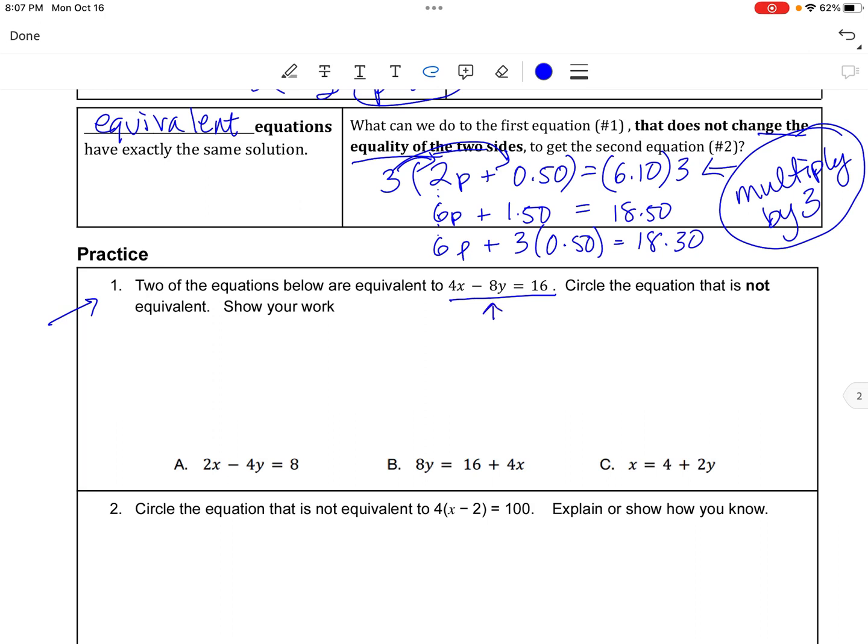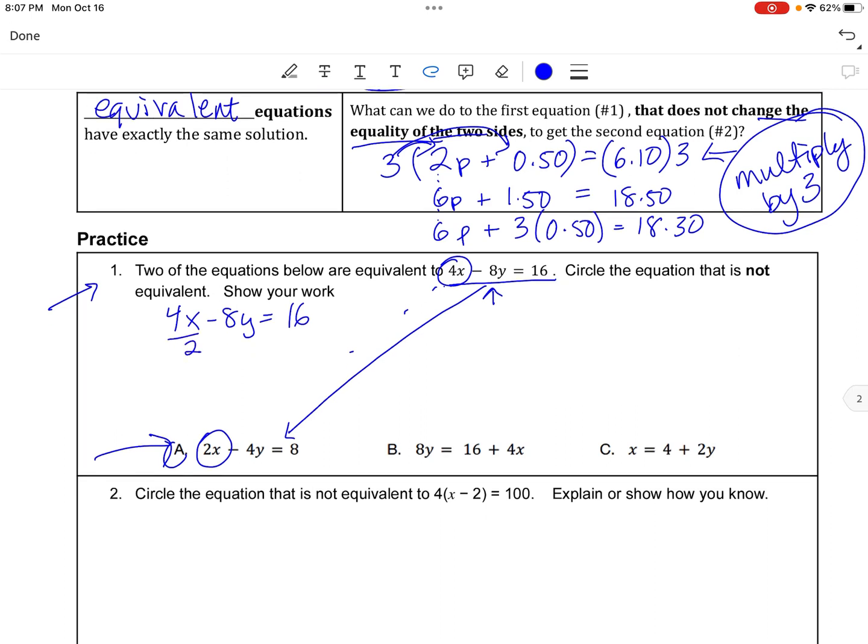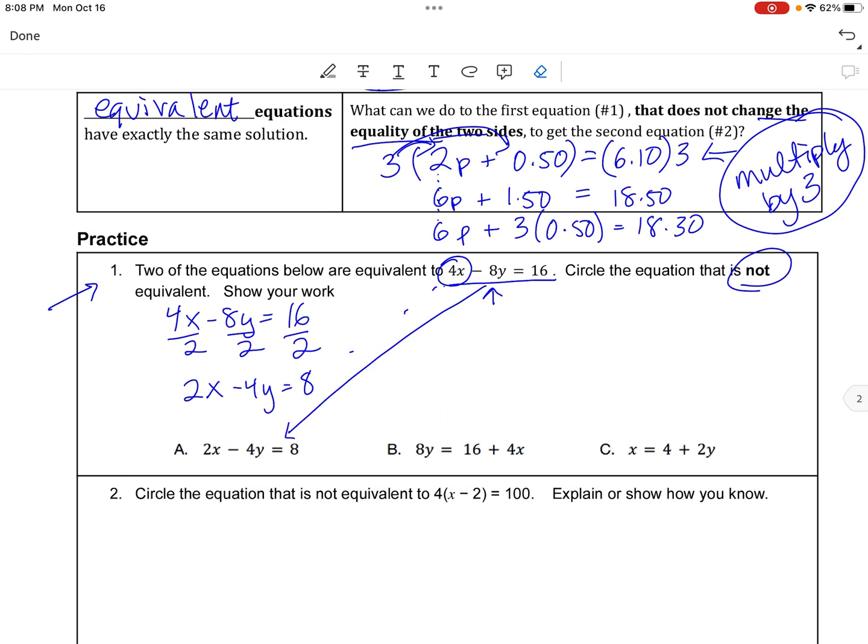Okay, so we have to think, is there something we can do to this? Let's try this one first. Is there something we can do to our equation to get from here to here? So I'm just going to look at maybe the first term. What would I have to do to the first term to get from 4 to 2? I'm going to rewrite the equation here. I would have to divide by 2. So if I divide this by 2, in order to make the equation still equivalent, I'd have to divide everything by 2. If we divide everything by 2, what do we get? We get 2x minus 4y equals 8. Aha! That is equivalent. So we're circling the one that's not equivalent, so it won't be that equation. That one is equivalent. We can make a note, is equivalent.